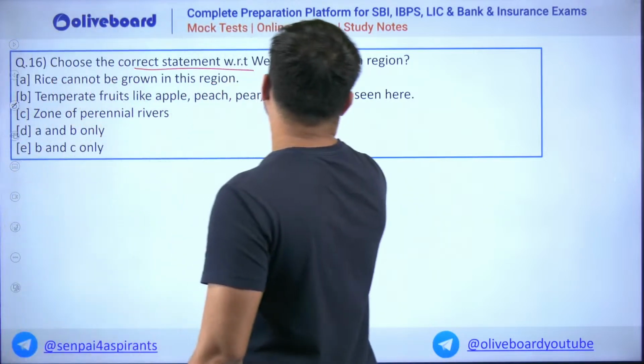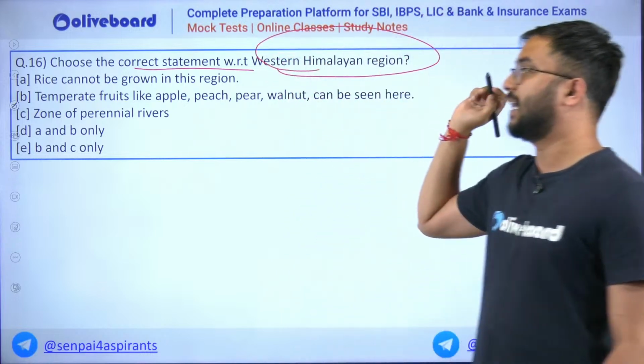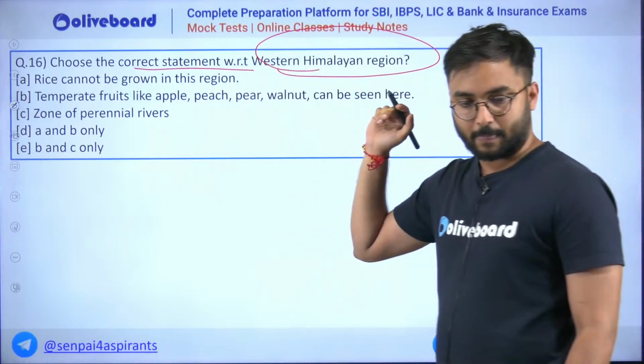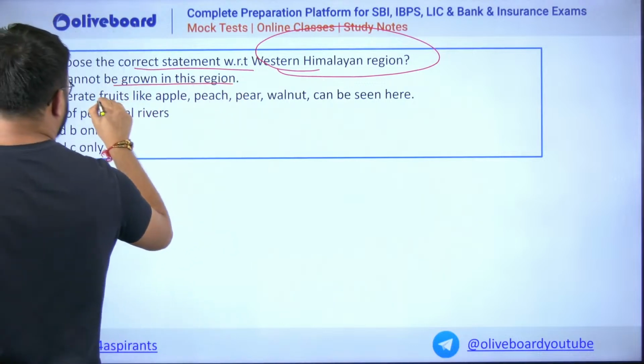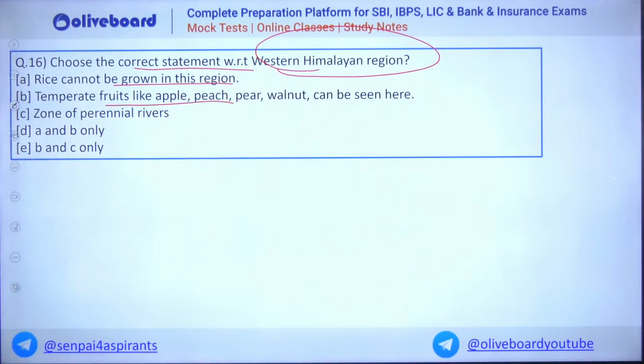Choose the correct statement with respect to Western Himalaya region. A, rice cannot be grown in this region. B, temperate fruits like apple, peach, pear, walnut can be seen here. C, zone of perennial rivers. Options: A, B and B, C.